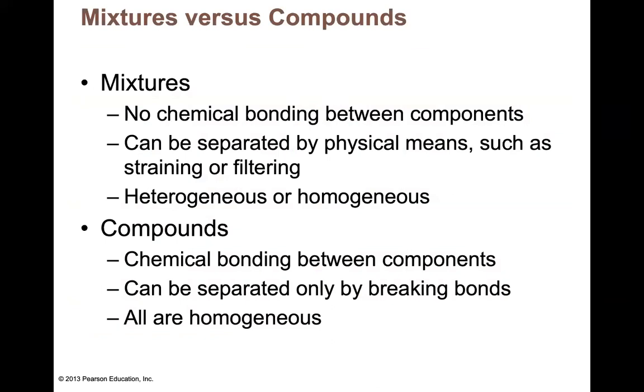So mixtures, there is no chemical bonding between components. They can be separated by physical means, such as straining or filtering. And a mixture could be heterogeneous or homogeneous. Heterogeneous, again, means composed of more than one type. Homogeneous is just a single type. Compounds have chemical bonding between components, can be separated only by breaking bonds, and all are homogeneous.